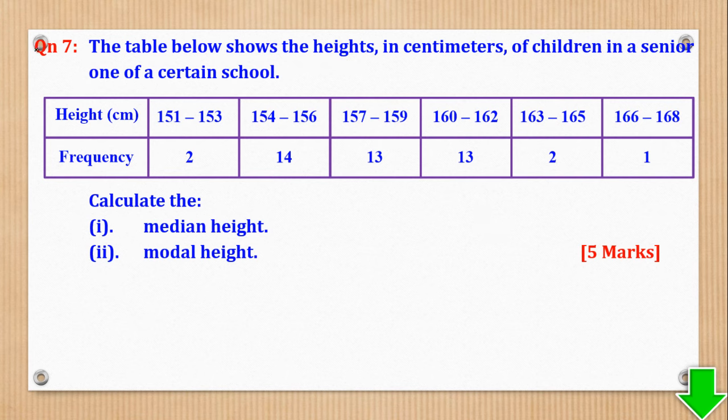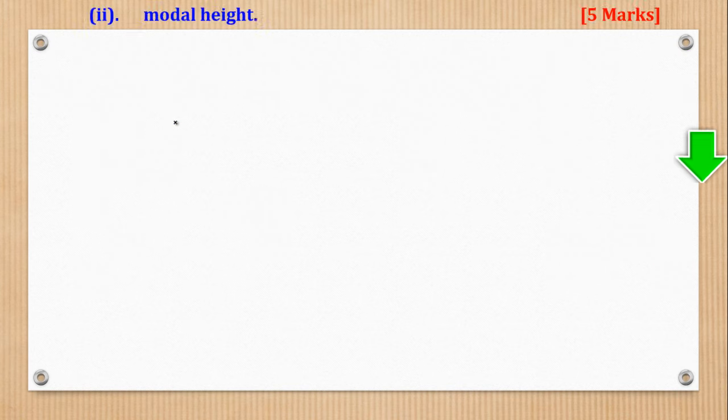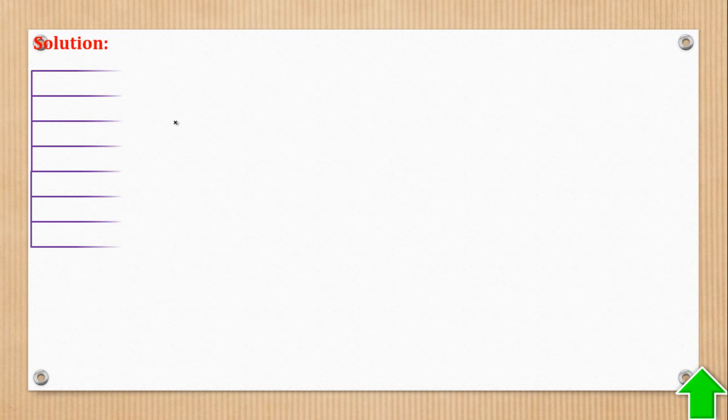Then question 7. Question 7 is now in applied mathematics. I think you see it is from statistics. So it says that the table below shows the heights in centimeters of children in a senior one of a certain school. This is it. So calculate the median height and the modal height. So this is grouped data, and grouped data is easily done by tabulation. So you'll come and tabulate our work.